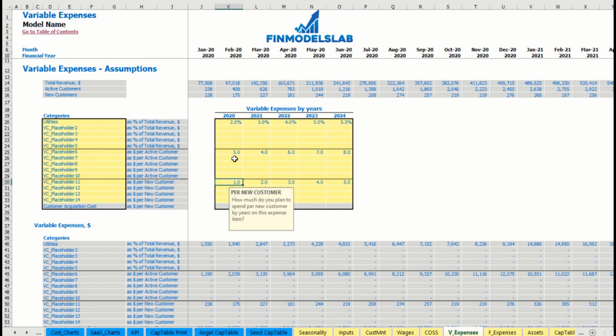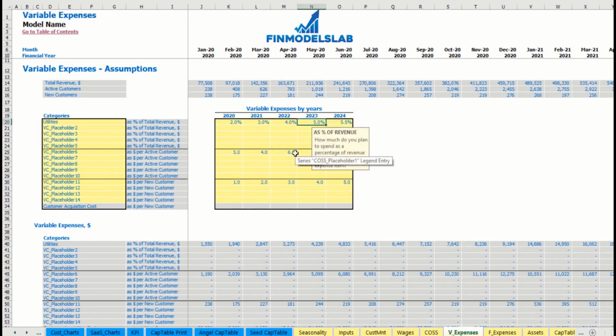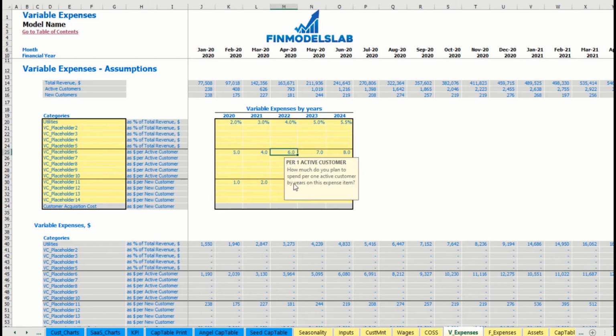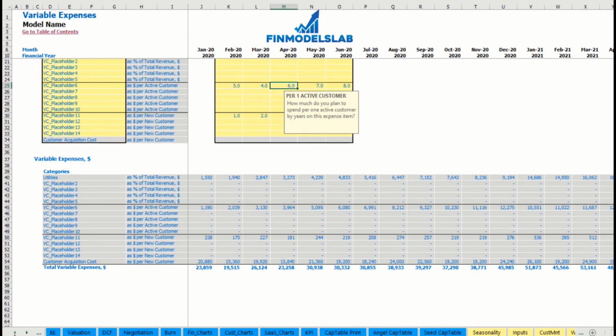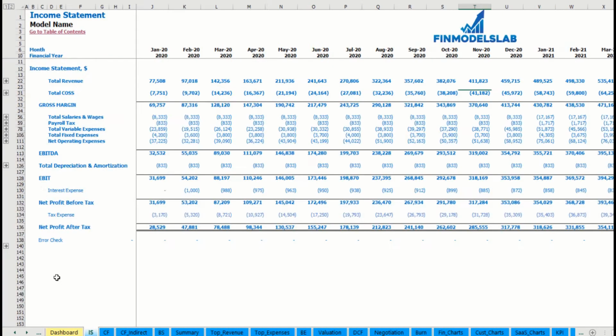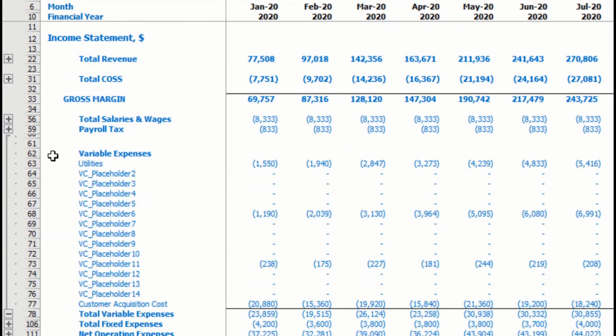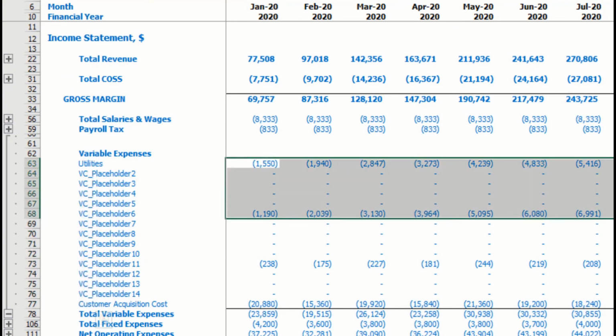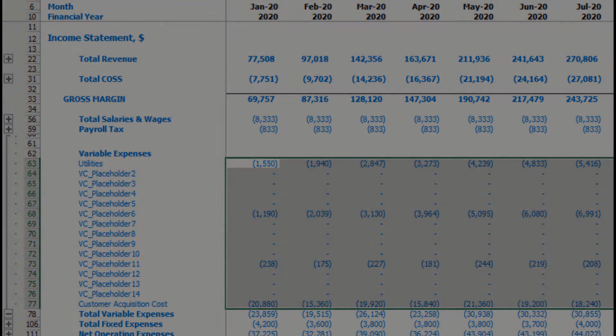You have also notes for each of the types of these variable expenses, with some explanation of what you are supposed to input in the cell. And as a summary, in the income statement you may find a section of variable expenses, and you may see all the detailization of variable expenses line items and the detailization by months.